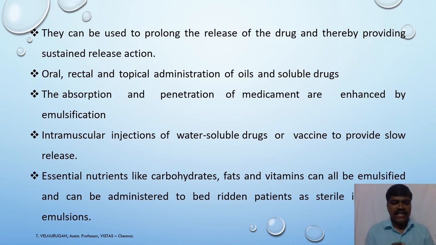Okay, next, essential nutrients like carbohydrate, fat, vitamins can all be emulsified and can be administered to bedridden patients as a sterile intravenous emulsion. See, for a bedridden patient it is not possible to take another route, so only the IV route. So like that, we can give a patient nutrients like carbohydrate, fat, vitamins in the form of emulsions, especially intravenous emulsion. Okay, so these are all the applications of pharmaceutical emulsions.